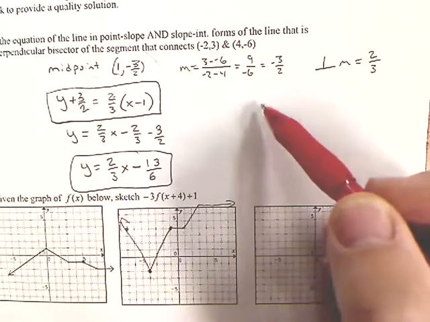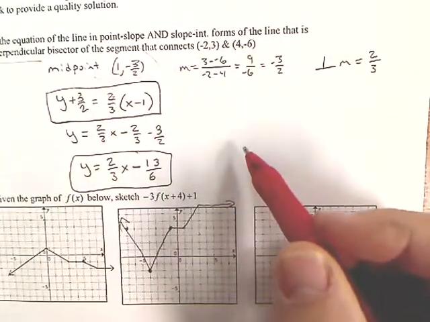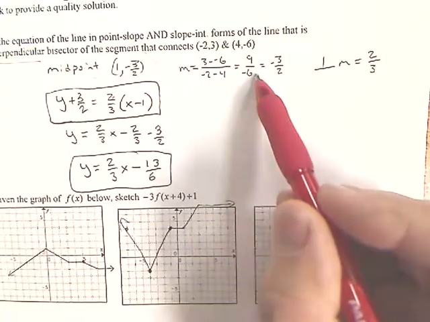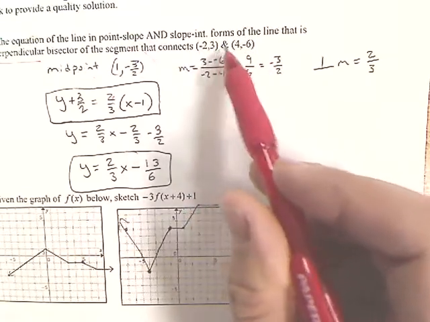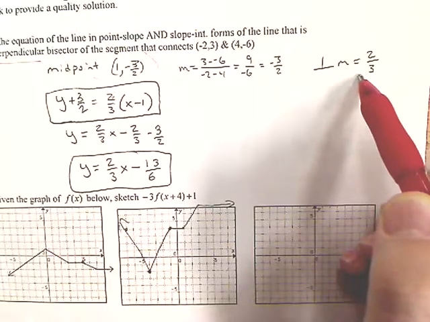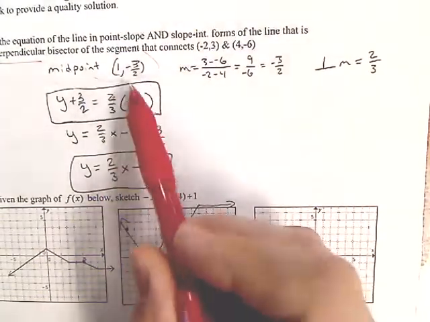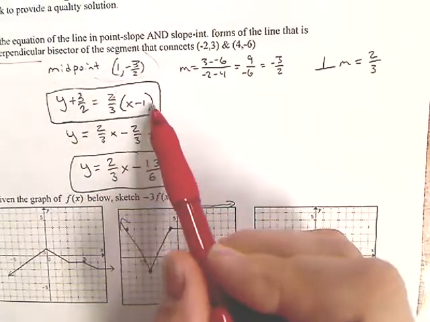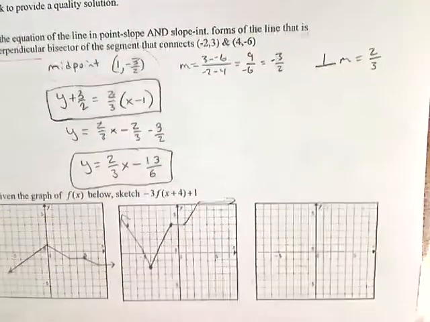I also need to have the slope so that I can find the opposite reciprocal. That's what perpendicular means. So the slopes will be the opposite and the reciprocal. So I found my slope, and that's the slope between these two guys. But the perpendicular slope would be flipping that over and making it the opposite. Got it? And then I just plug it in. There's my slope. There's the point I'm using. And I just distributed, subtracted 3/2 over, and that's how I got my answer.